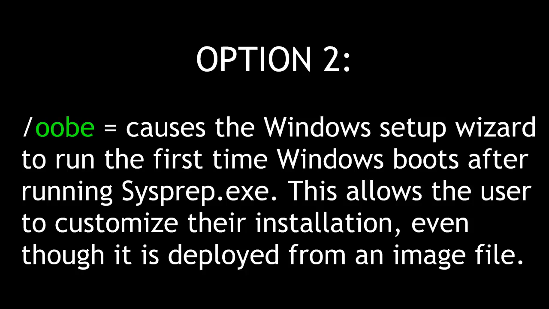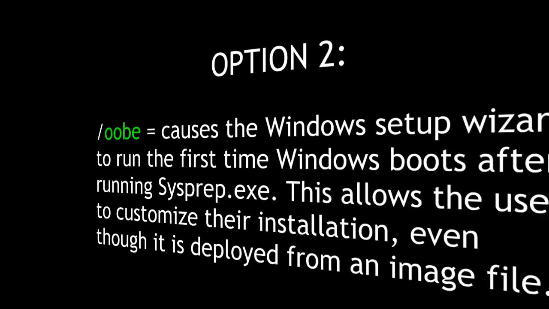The second option we'll use is oobe, which causes the Windows Setup Wizard to run the first time Windows boots after running sysprep.exe. This allows the user to customize their installation, even though it is deployed from an image file.